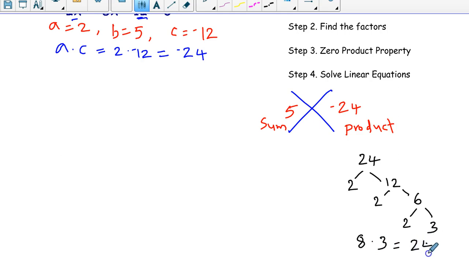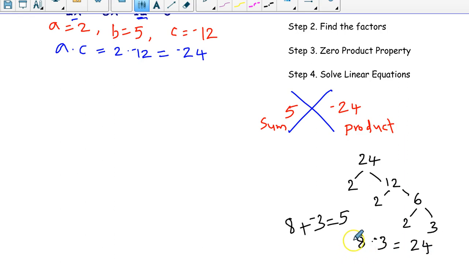And you are looking for negative 24. So one of these factors has to be negative. If it is negative, which one do I have to make negative? Definitely 3 has to be negative, because I'm looking for a sum of 5 and a product of negative 24. So look, 8 plus negative 3 is giving you positive 5, and 8 times negative 3 is negative 24.